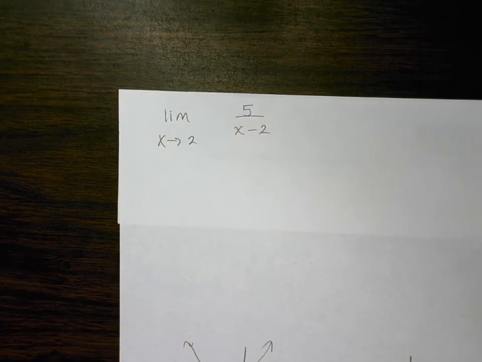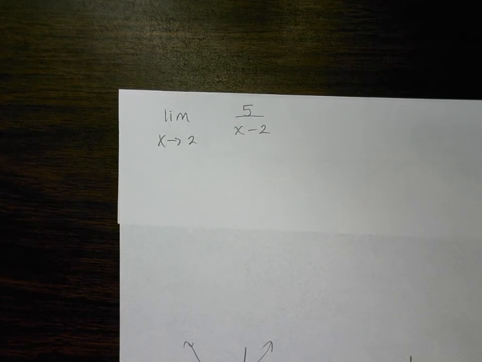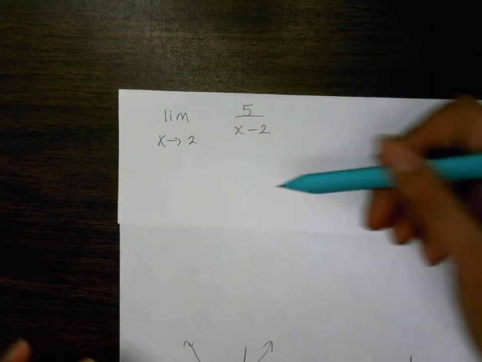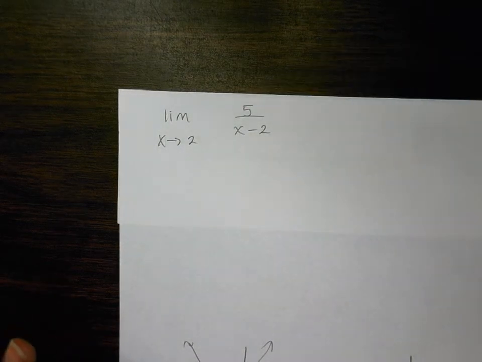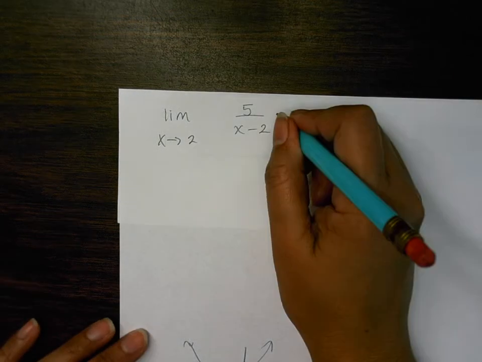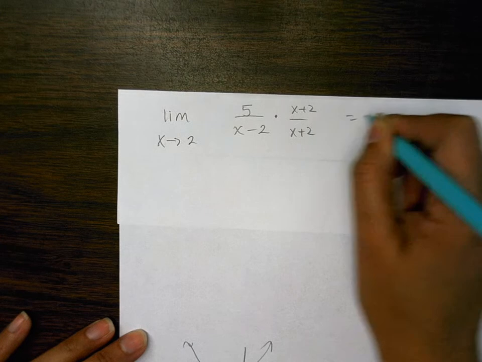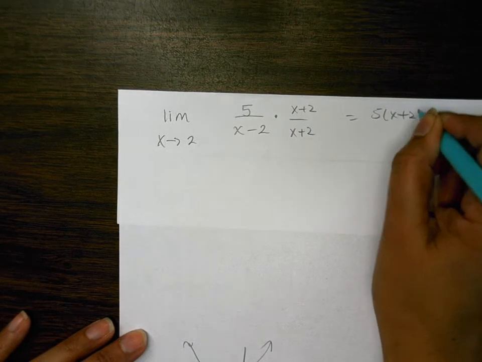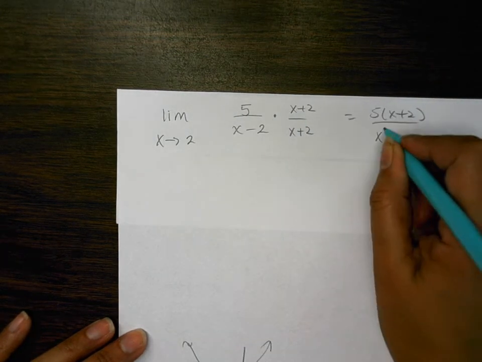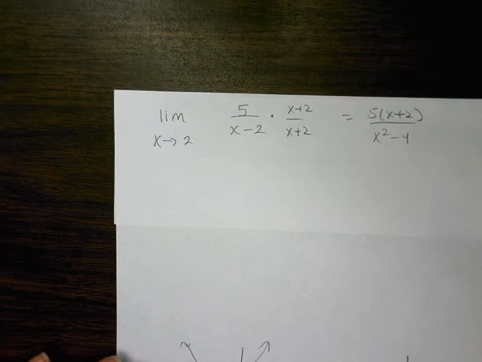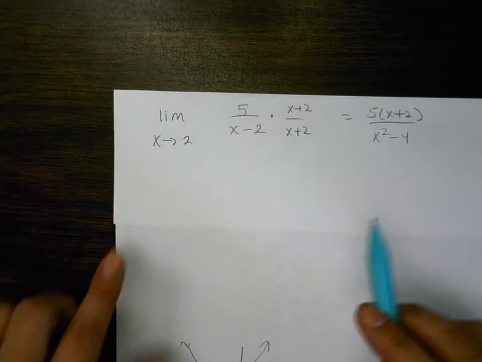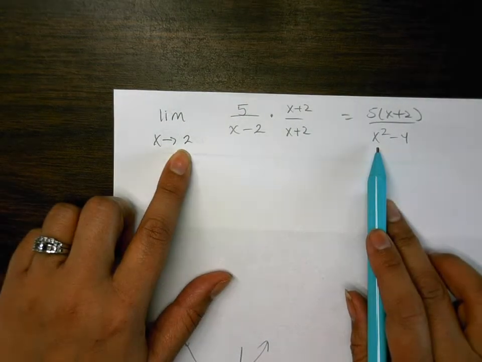What's 2 minus 2? 0. And 5 over 0 is undefined. Do you agree? Okay, so then, Mrs. Torres said to factor. Is there any way to factor that and reduce it? No. Conjugate's not going to help us on this one. You can try doing the conjugate, x plus 2, 5, x plus 2 over x squared minus 4, but it's still not going to work.